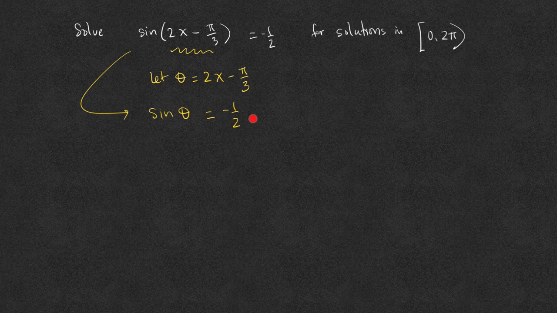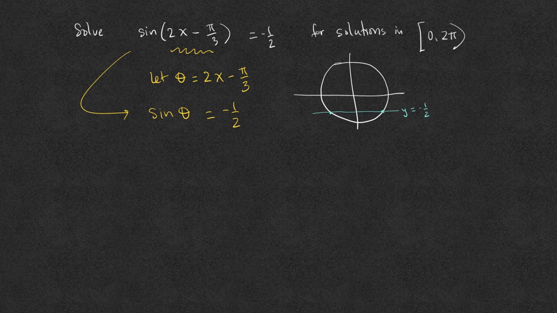Wouldn't it be much simpler? But remember, we're not looking for theta, we're looking for x. Once we obtain a simple looking equation, we would go to the unit circle and read off the solution. Sine is the y coordinate, so we would draw the line y equals negative 1/2, and we read off the angles between 0 to 2 pi.